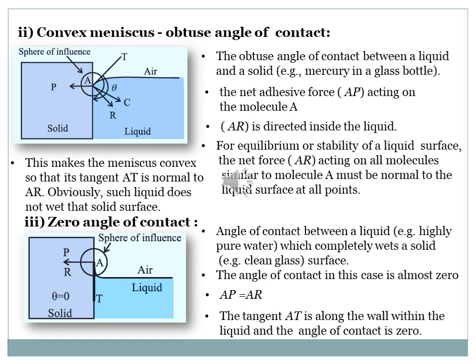So you can see in this diagram, liquid, air and solid, theta is equal to 0, and the tangent at the point is completely parallel to the solid surface. So theta becomes 0. Okay, so this is all about angle of contact.